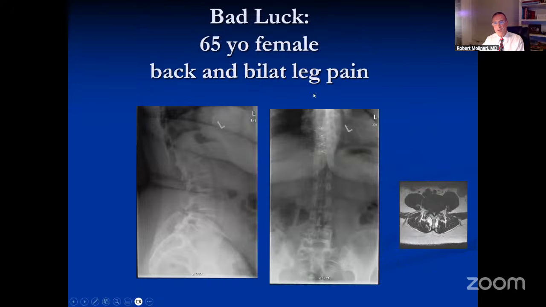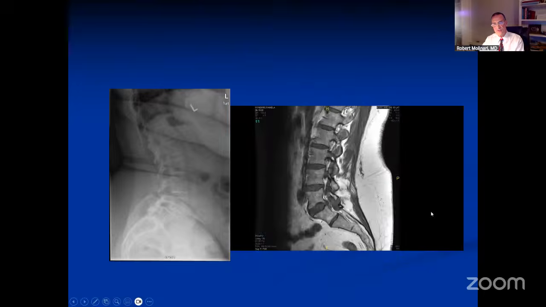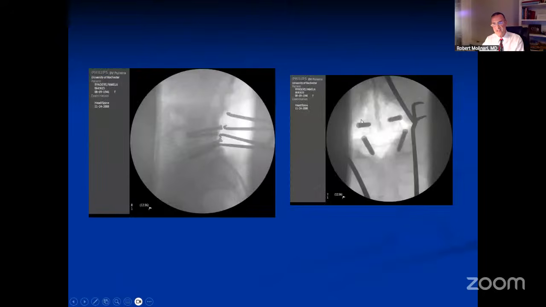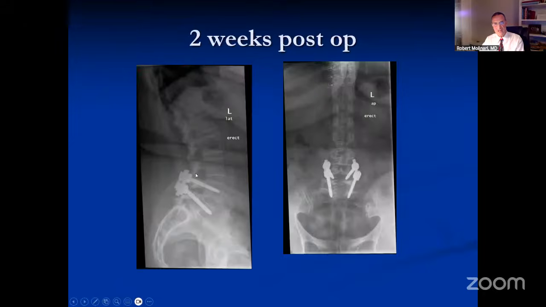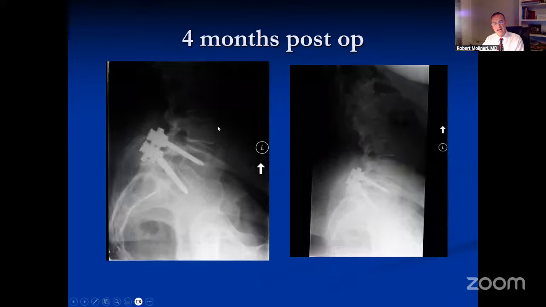A 65-year-old female, back and bilateral leg pain, has a classic degenerative spondy above a sacralized L6 vertebrae. We would all conclude that this is a classic indication for what I did, which was a posterior decompression and instrumented fusion. And here it is. And it looks great, right? Just a 2-week post-op film. There's the sacralized L6 vertebrae. But look what happens at 4 months.